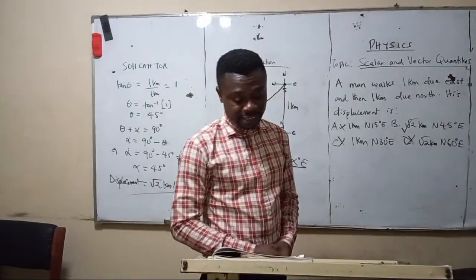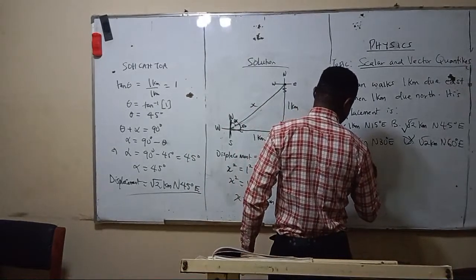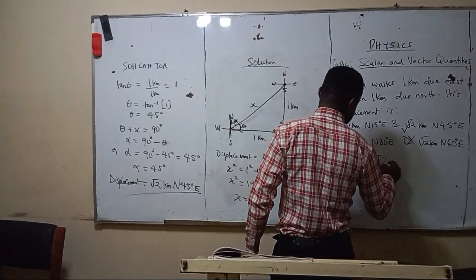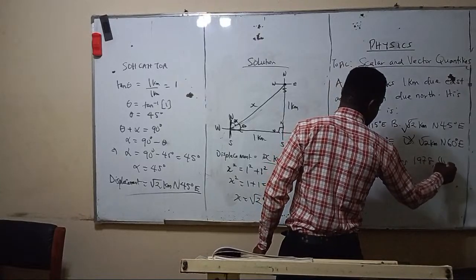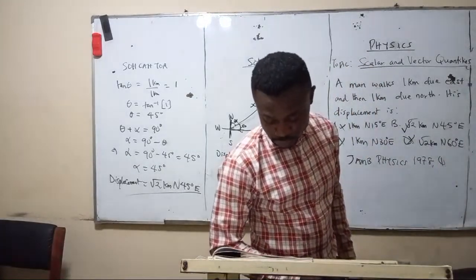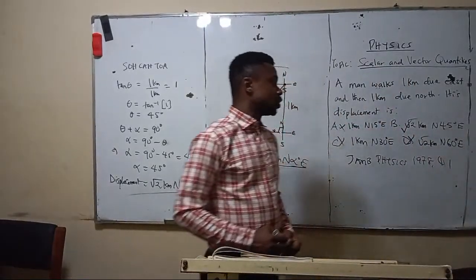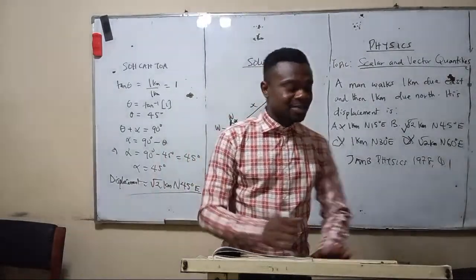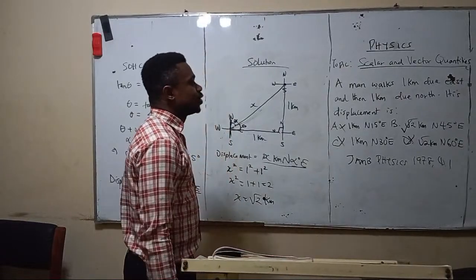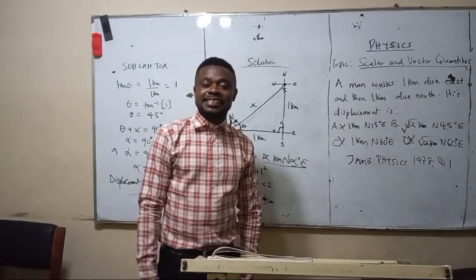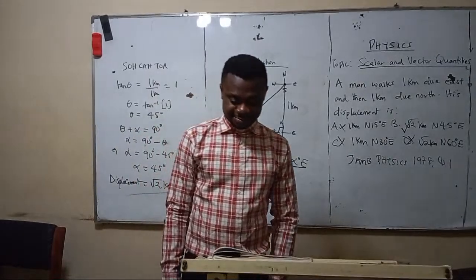This question is physics, 1978, JAMB physics, 1978, question 1. So the answer to JAMB physics 1978 question 1 is B, root 2 kilometers north, 45 degrees east.